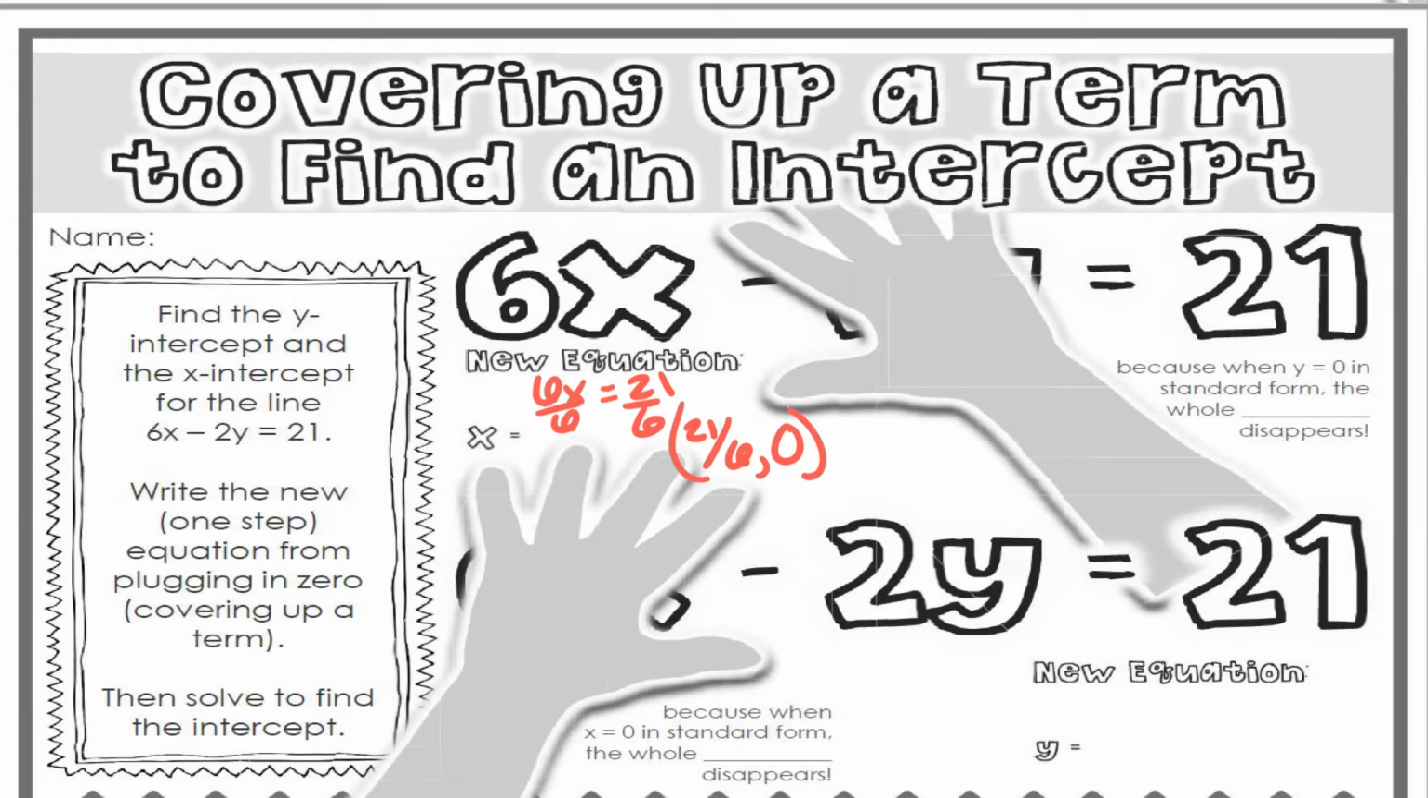Now, to find the y-intercept, I'm covering up my x term, and I'm left with negative 2y is equal to 21. So I can divide each side by negative 2, and I get y is equal to negative 21 over 2. So the intercepts are (21 over 6, 0) and (0, negative 21 over 2).